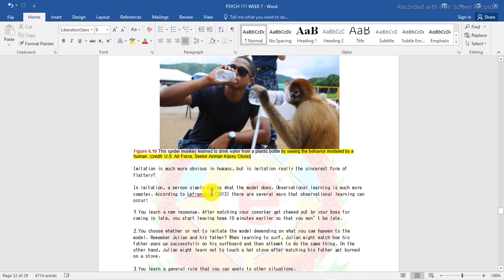Okay? So, imitation is much more obvious in humans. But is imitation really the sincerest form of flattery? So, pag kinopya ang isang tao, nakaka-flatter na? Hindi ba siya copyright? Okay? In imitation, a person simply copies the model.